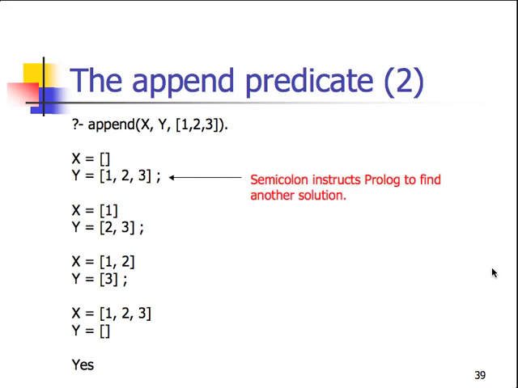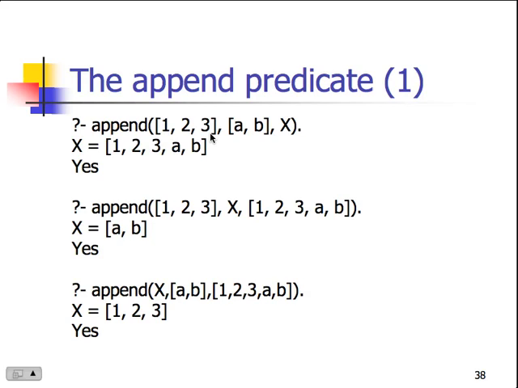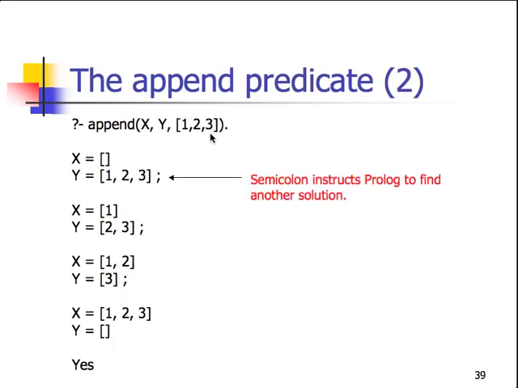So here we can append with a list. So we've got two lists being appended together, being assigned to another list. We have a semicolon here that instructs Prolog to find another solution. So if you type this in and you press return, it's going to come back and say, okay, I've defined x, or x is this, y is this, x is this. It keeps building it step by step.